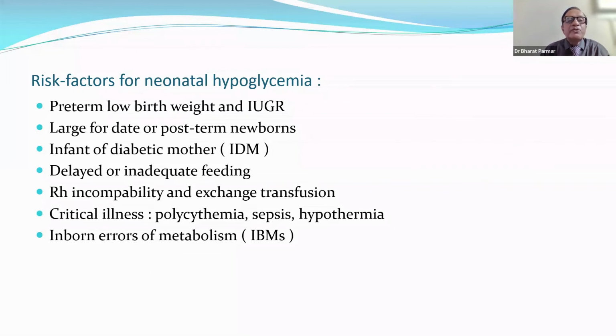Risk factors for neonatal hypoglycemia. The risk of hypoglycemia is higher in the preterm baby, low birth weight baby, IUGR baby, large for date baby, infant of diabetic mother, delayed or inadequate feeding, Rh incompatibility, exchange transfusion, critical illness, polycythemia, sepsis, hypothermia, and inborn errors of metabolism. These are the risk factors for neonatal hypoglycemia.